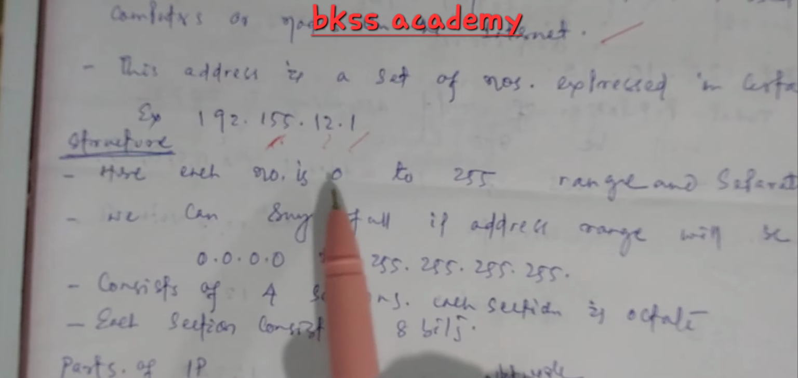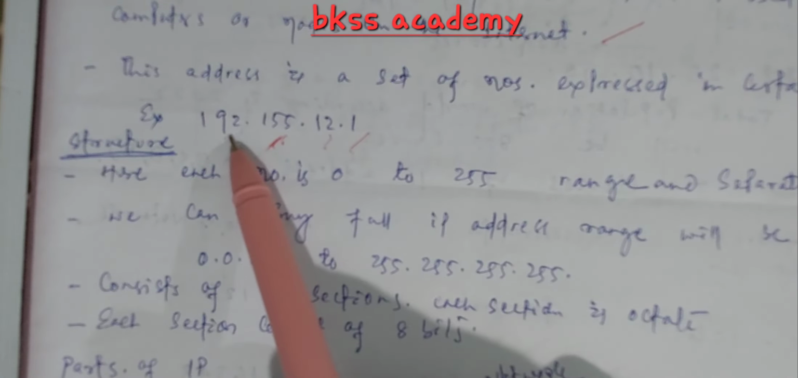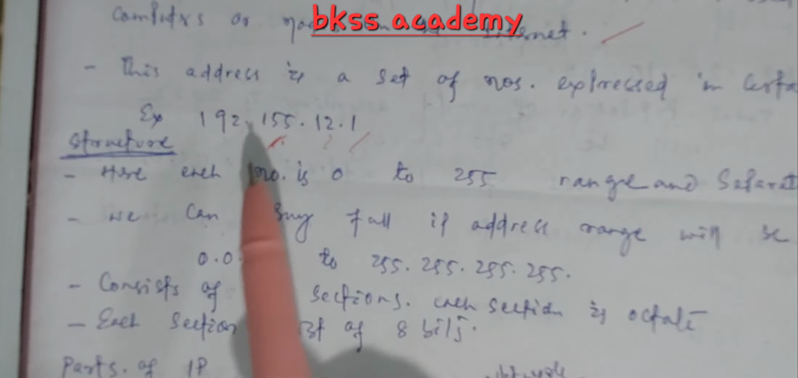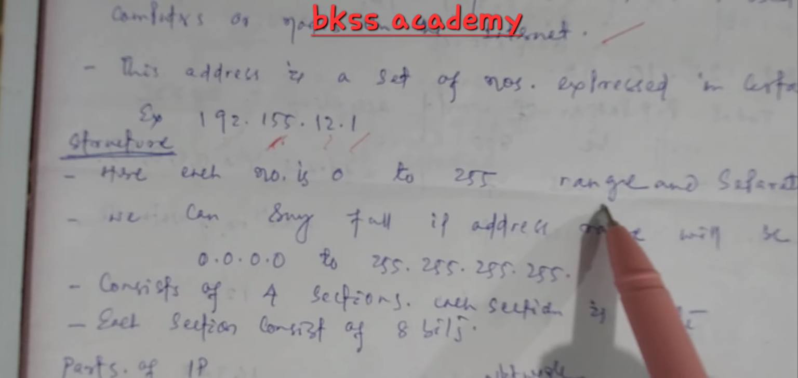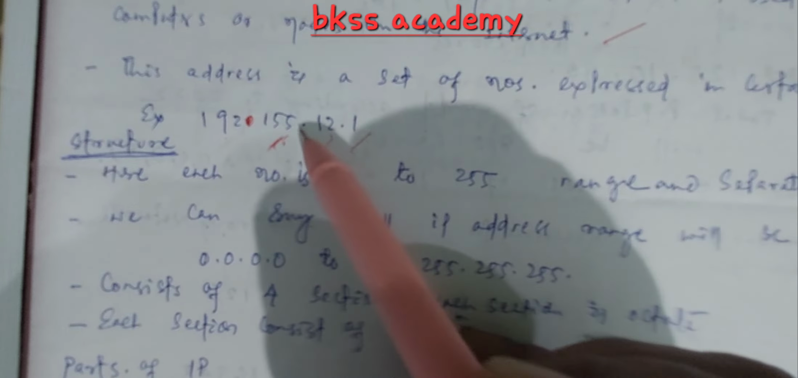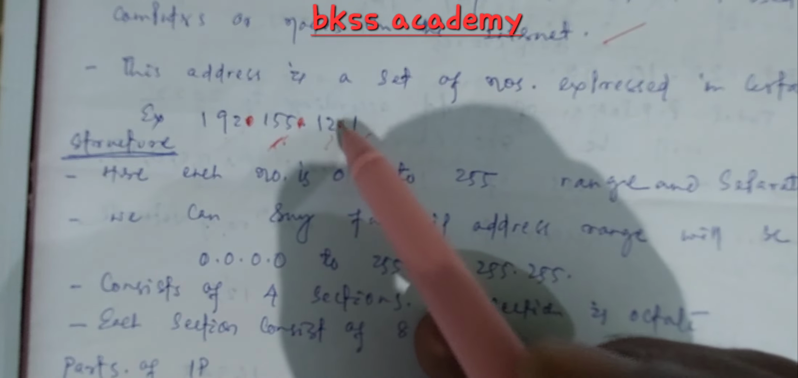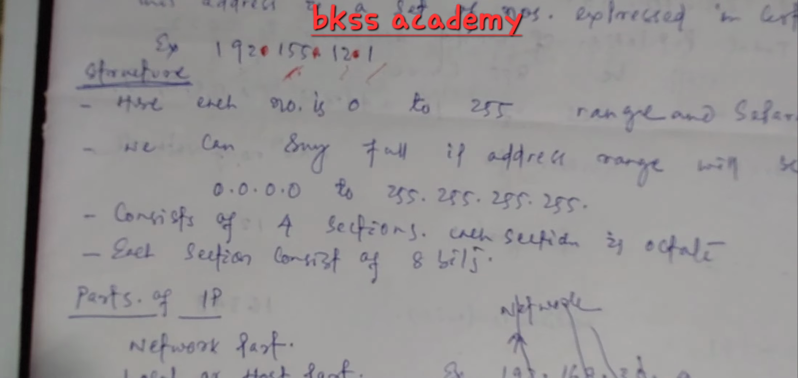Here each number is from 0 to 255. We are discussing internet protocol addressing, that is IP addressing. Each number ranges from 0 to 255 and is separated by a dot.